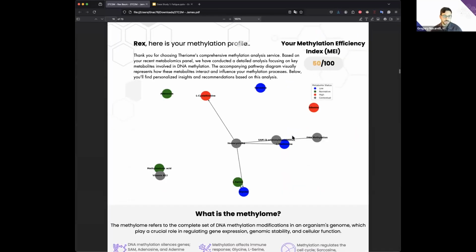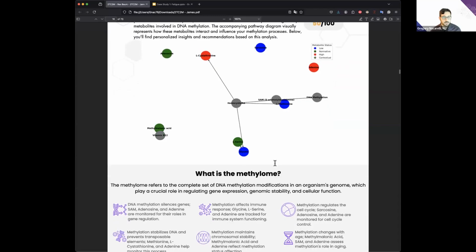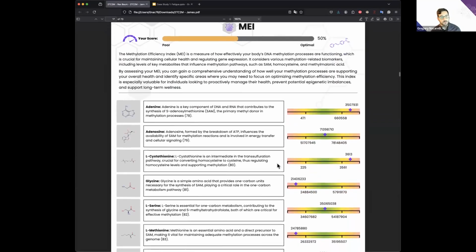We have his methylation efficiency index. So we're looking at how these metabolites are associated with methylation. Basically, the further away, the less likely they are to be directly affecting it. There's cystathionine, and cystathionine is elevated. His glycine and methionine are a little bit on the lower end. So there might be something to keep in mind there.